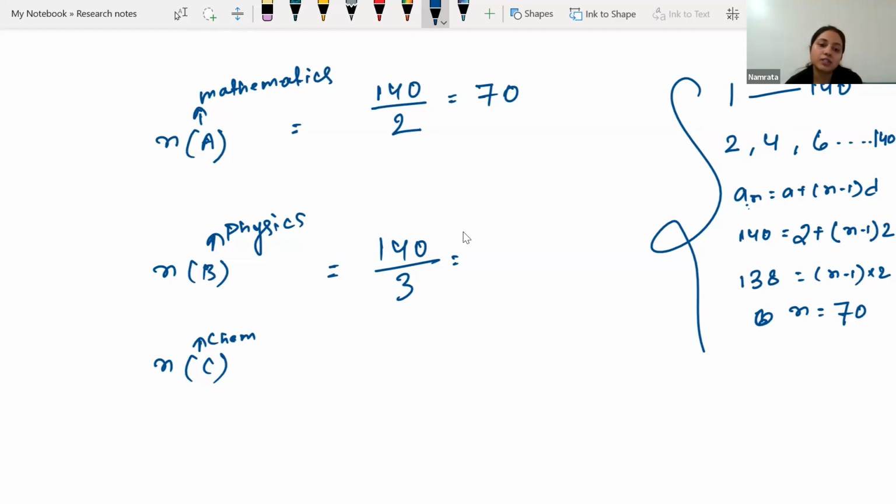So we can do 140 by 3. That we will divide. If we are getting a fraction, then again I repeat, we will be taking the nearest whole number, because we cannot say that 46.6 students are there. 46. Okay, so 3, 4 times 12, 46.